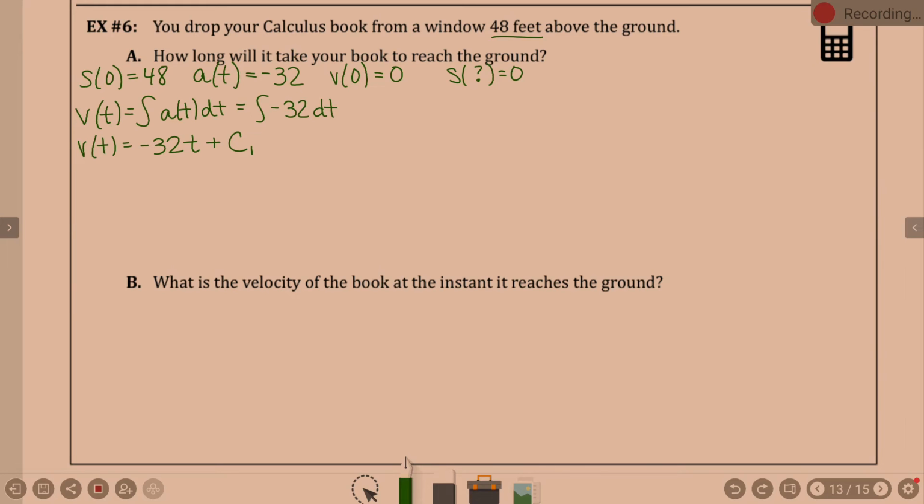What do we know? Yeah, we know that V of 0 equals 0. So basically, what does that tell me? C1 is 0, right? You don't necessarily have to write that math out when it's an obvious one like that. So that just makes my velocity function negative 32t.